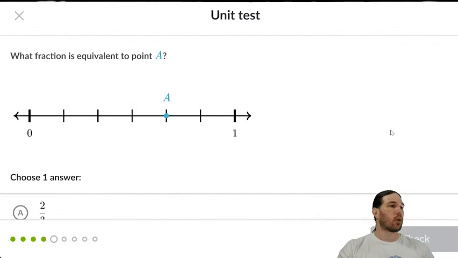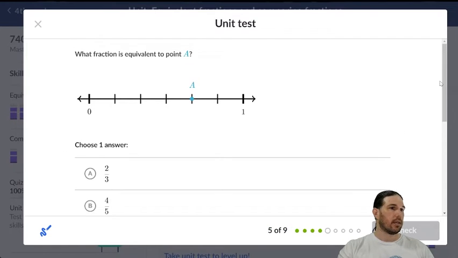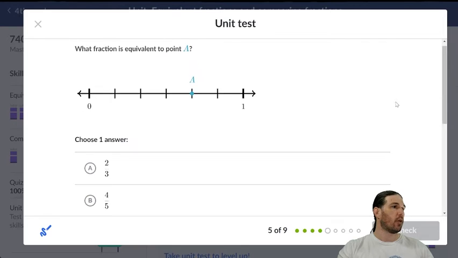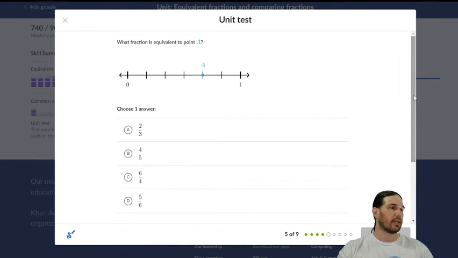What fraction is equivalent to point A? Is it 2/3, 4/5, 6/4, or 5/6? Well, that looks like 1, 2, 3, 4 out of 6, right? 1, 2, 3, 4, 5, 6.